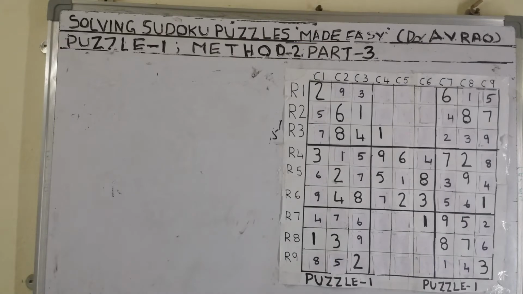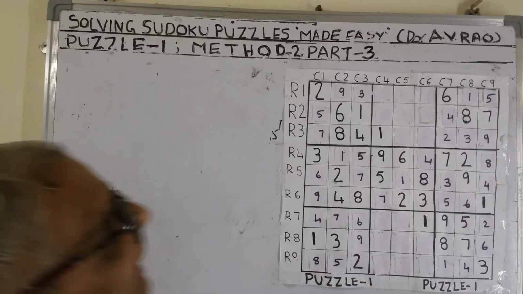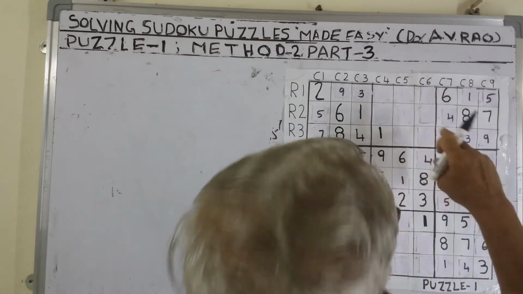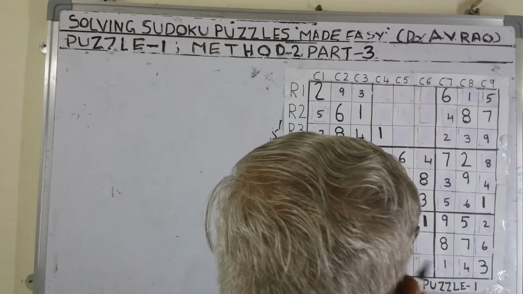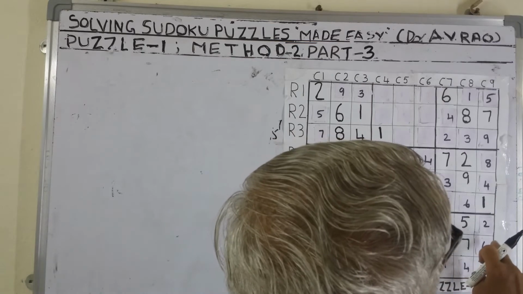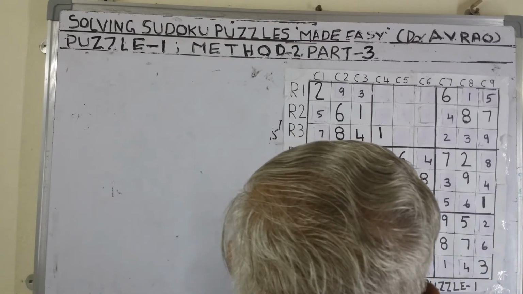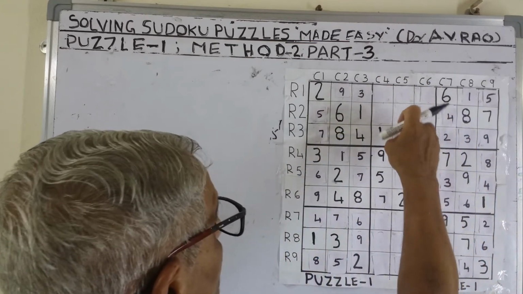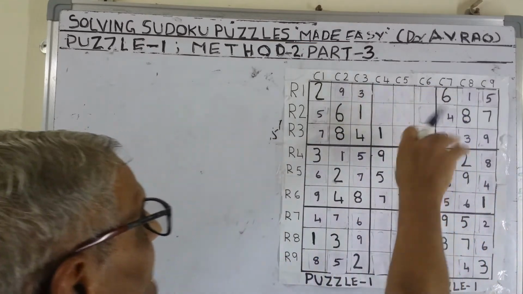Friends, let us take... C9 is completed. Okay, let us come to this. Whether we can fill. Okay, see, let us take this box which is having maximum number of cells empty.